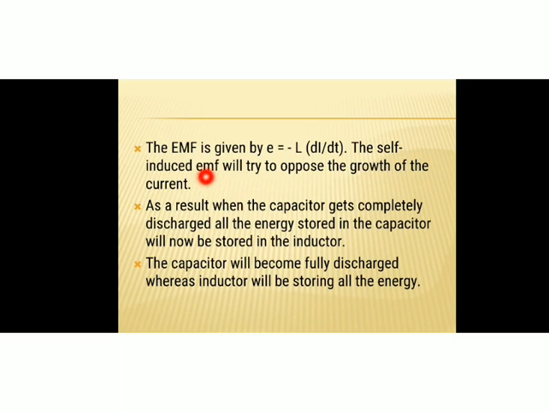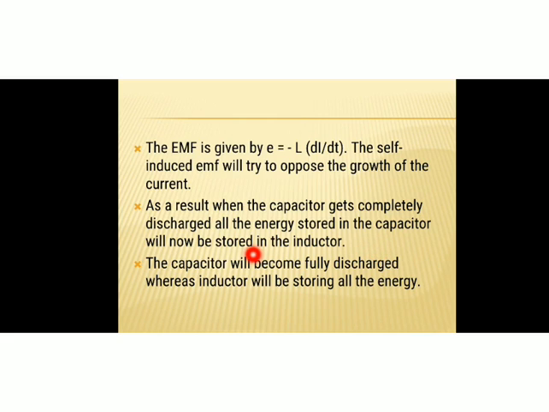And that induced EMF is given by E equal to minus L into di by dt. And this self-induced EMF will try to oppose the growth of the current. As a result, when the capacitor gets completely discharged, all the energy stored in the capacitor will now be stored in the inductor. You got the point?